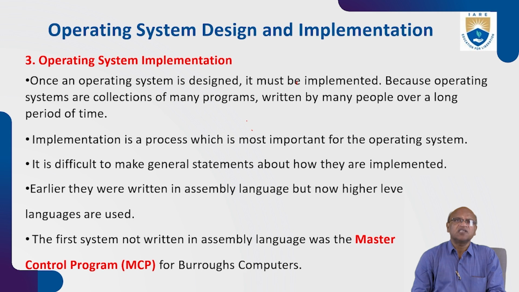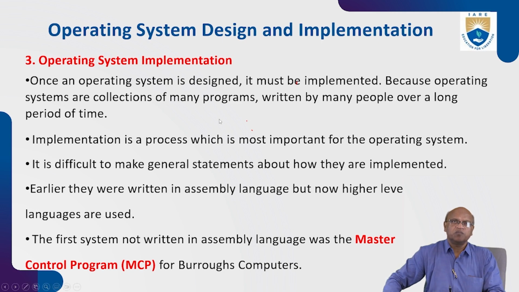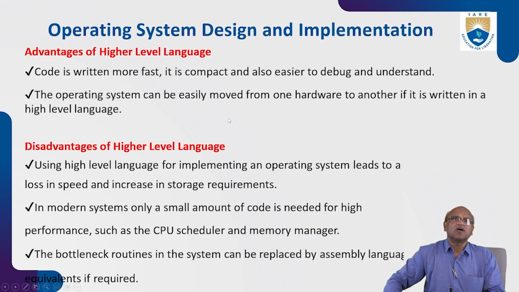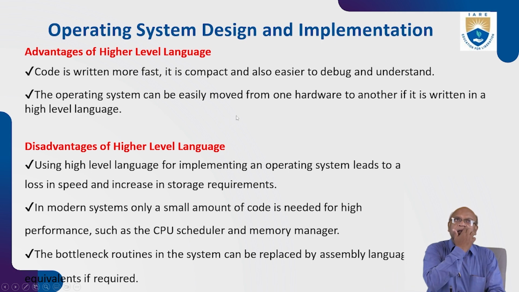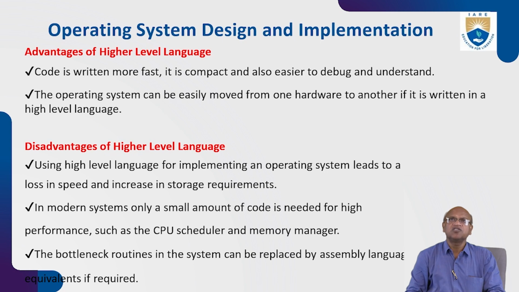Earlier, they were written in assembly language, but now high-level languages are used. The first system not written in assembly language was the Master Control Program for Burroughs computers. Now, the advantages and disadvantages of high-level language. Code is written faster. It is compact and also easy to debug and understand. The operating system can be easily moved from one hardware to another if it is written in a high-level language.